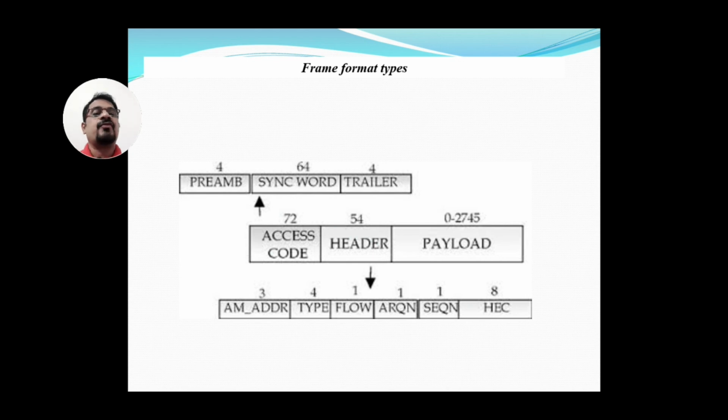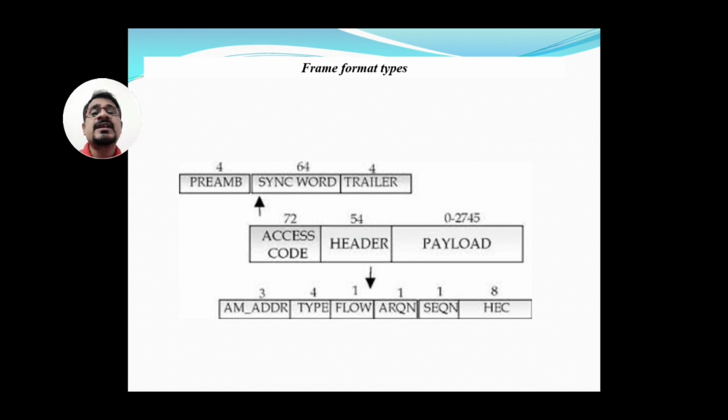Now we will see the frame format types. So here is the frame format. The first one is the access code, which is 72 bits, and then the header is 54 bits, and then the payload is a maximum of 2745 bits. The access code has a preamble, which informs that it is the start of the Bluetooth frame, and then a synchronization word for synchronizing between the primary and the secondary, and then the trailer bits for other control applications. And that is for the access code.